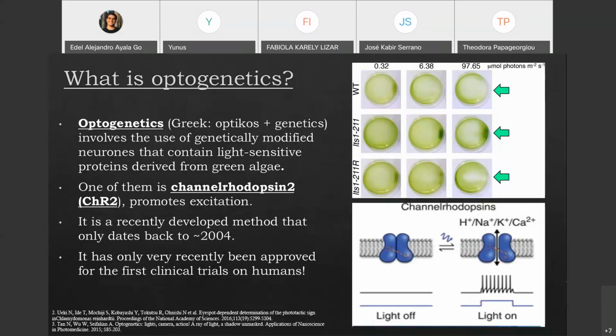So for a better understanding, I wanted to show you the pictures on the right. On the top image, you can see petri dishes with green algae that contain channel rhodopsin 2. And you can see how they move around the petri dishes in response to light. And then on the bottom picture, it's channel rhodopsins, and how when they're stimulated by blue light, they open, so they generate action potentials.